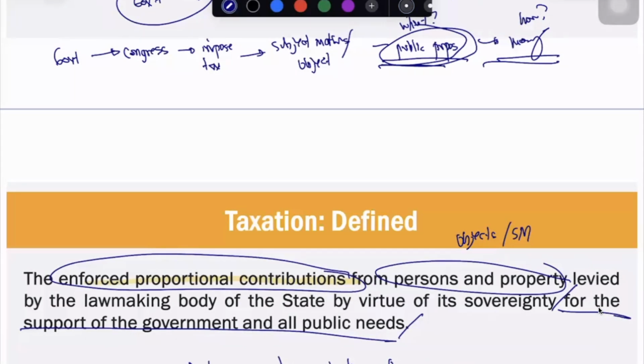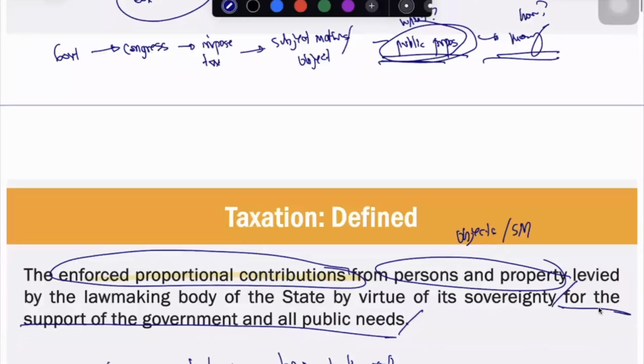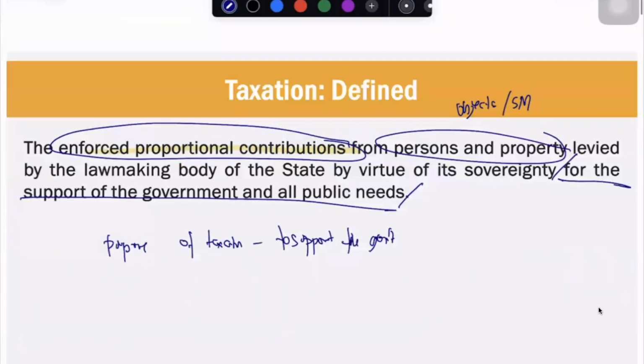Therefore, when we try to define taxation, it is also a definition based on the purpose of taxation. And what is that purpose of taxation? That is to support the government. So in this definition, our main focus is the purpose of taxation, the support of the government.